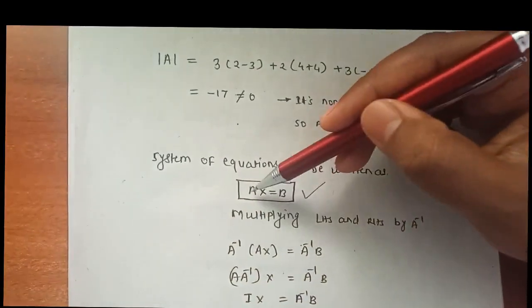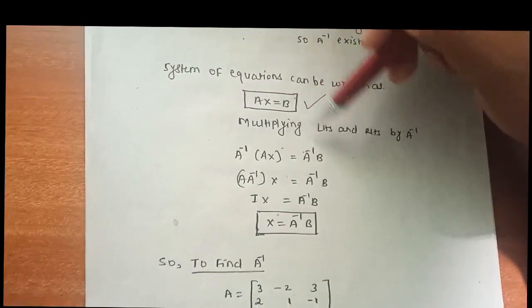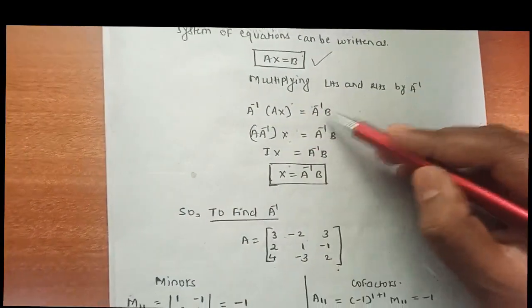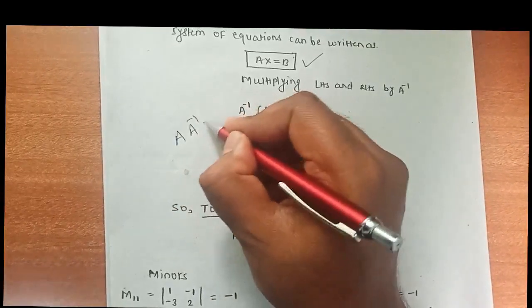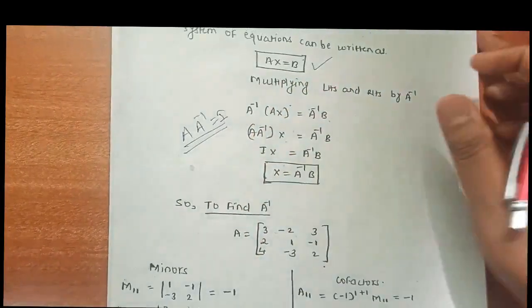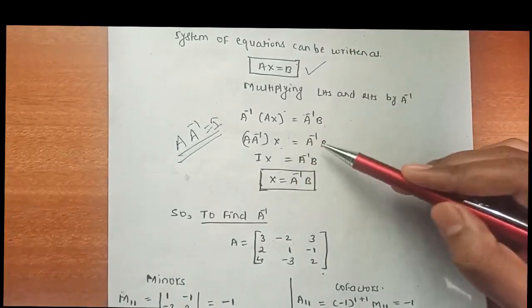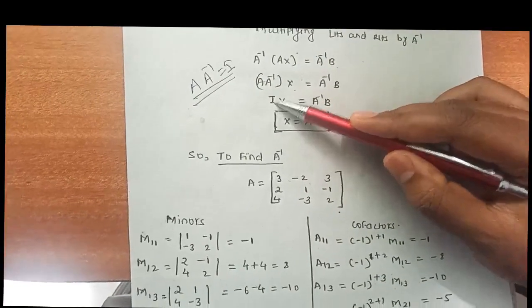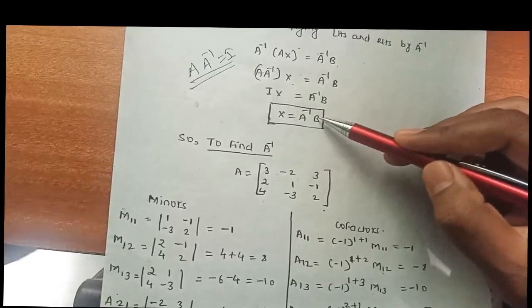If I multiply A inverse to both sides, the left hand side and right hand side, you will get A inverse into AX and A inverse into B. Now A inverse A times X and A inverse B. A inverse A is nothing but I, because A into A inverse ultimately gives the identity matrix. So I write A inverse A is I, X as it is, and A inverse B. If you multiply any matrix with I, you get the same matrix. So X is equal to A inverse B.